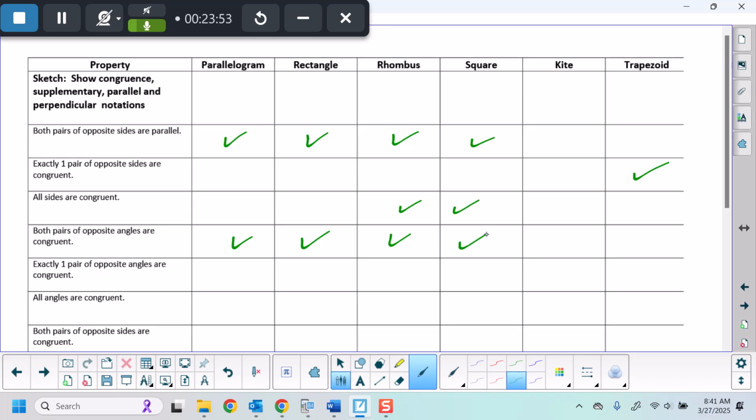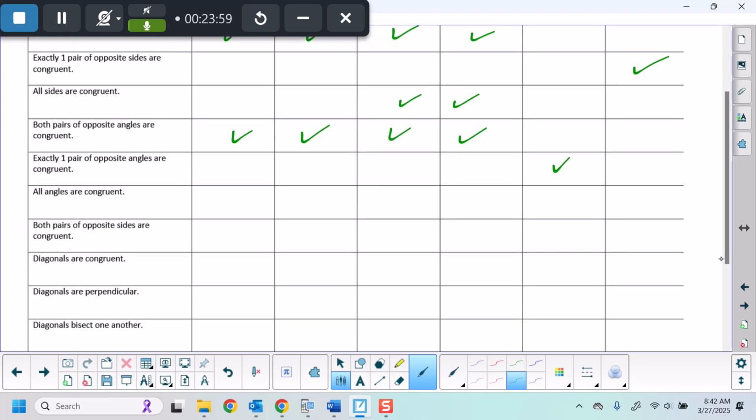Exactly one pair of opposite angles are congruent. That is our kite. When we talk about all angles congruent, that's only going to happen with our square and our rectangle. Right? Our square and our rectangle.